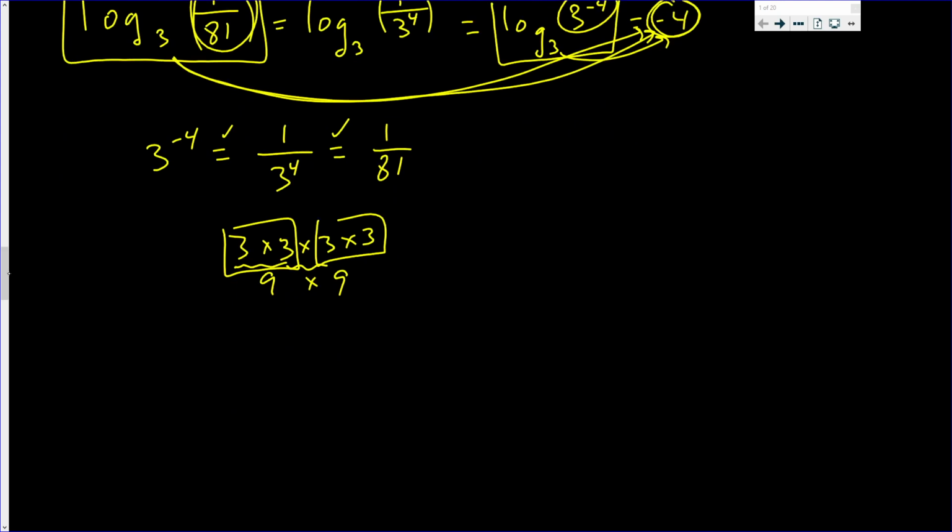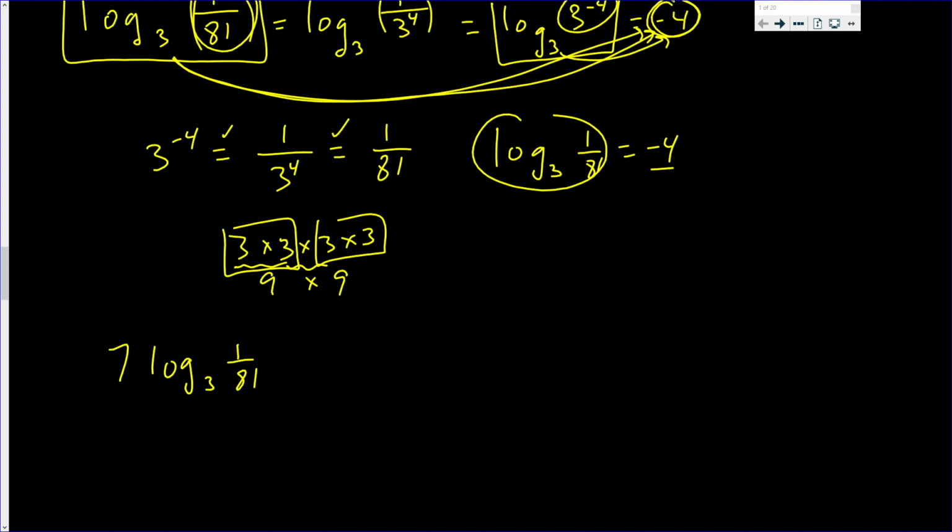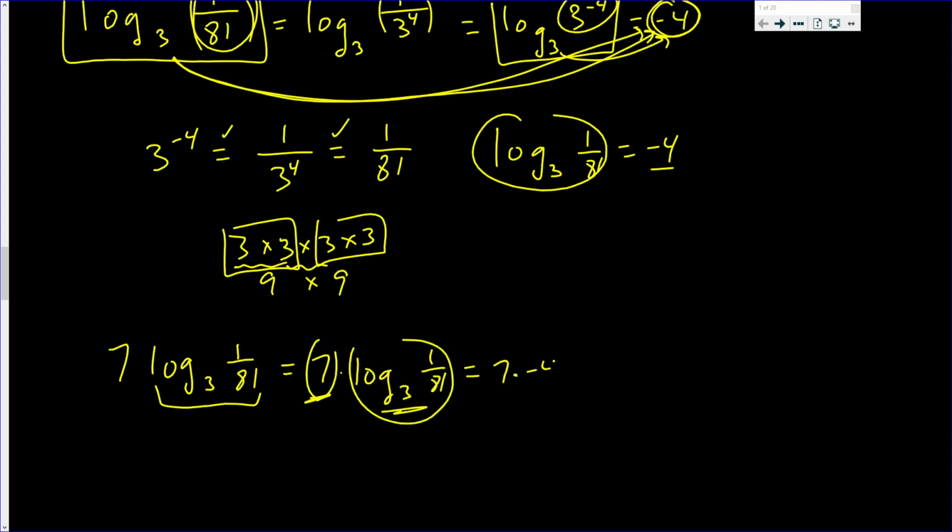So, remember, I'm going to write down our last answer. Negative 4. Whenever you see this, it's negative 4. So what is 7 log 3 of 1 over 81? Remember, this is a number. So it's 7 times log base 3 of 1 over 81. So it's this number times that number. This number is 7. That number is negative 4. The answer is negative 28.